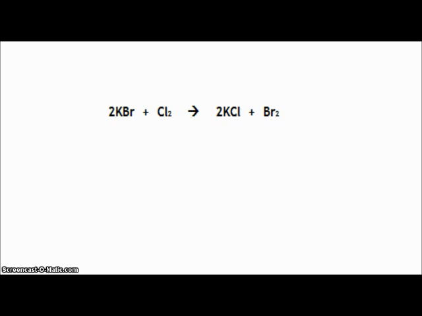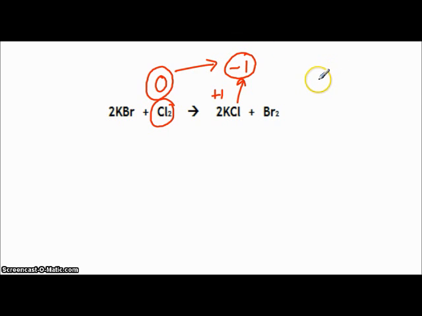Let's have a look at another example. In this case, we're going to follow the chlorine and see what happens to it. On this side over here, chlorine is a diatomic molecule, but it's an element. It's not combined with anything else, and so its oxidation number is 0. On this side over here, potassium is +1, which means that chlorine is -1 because it's a neutral compound, and so chlorine has gone from 0 to -1. It's become more negative, which means that our chlorine has been reduced.